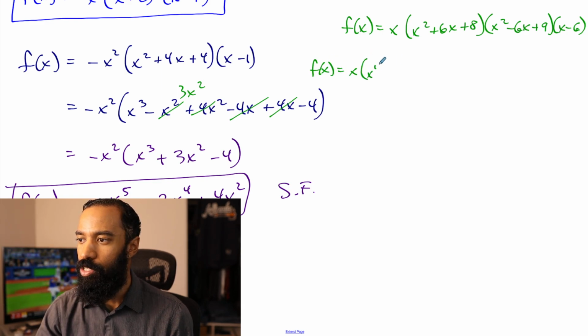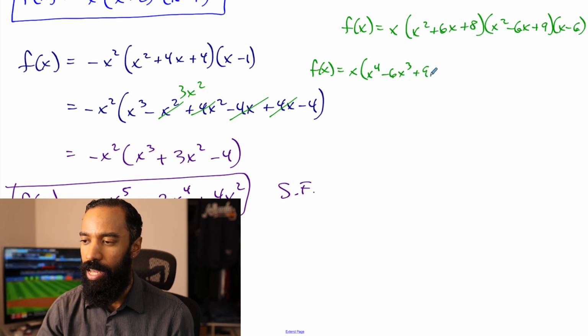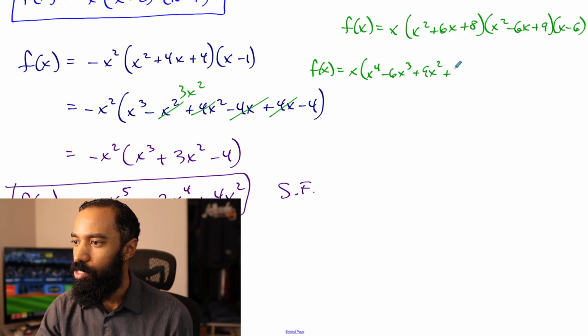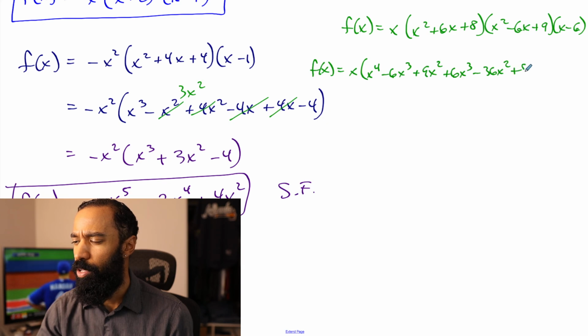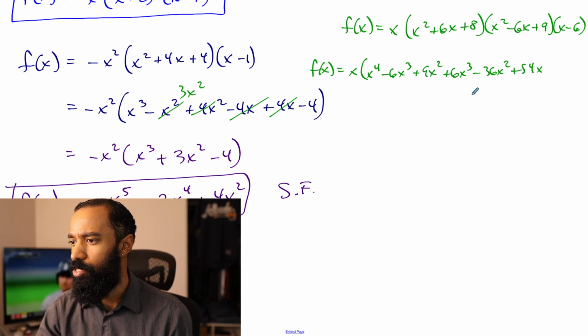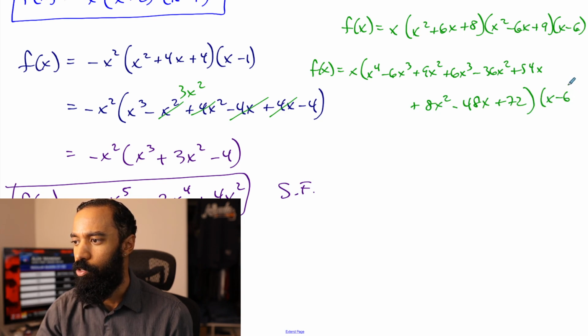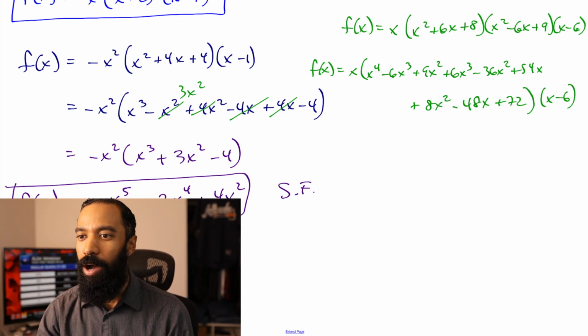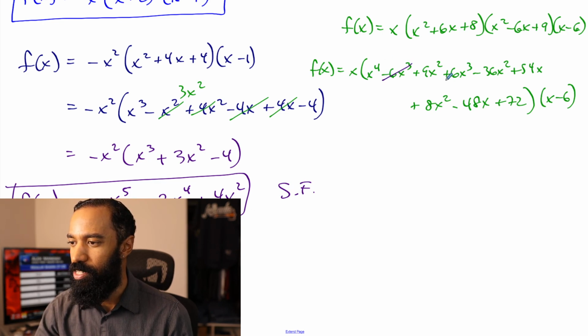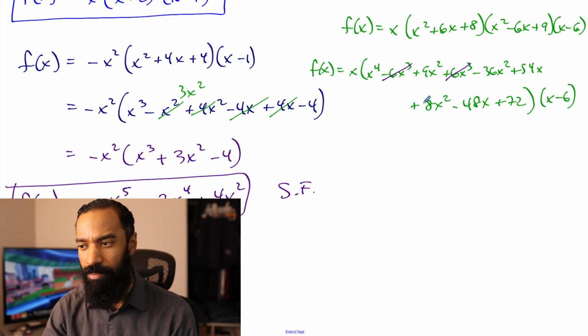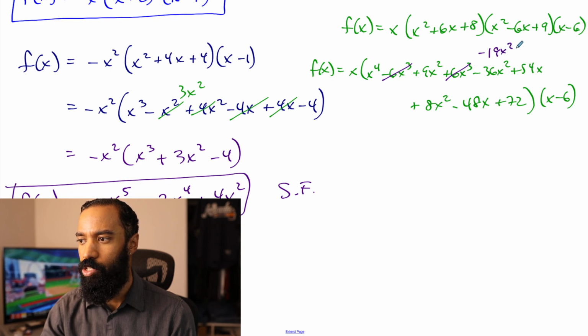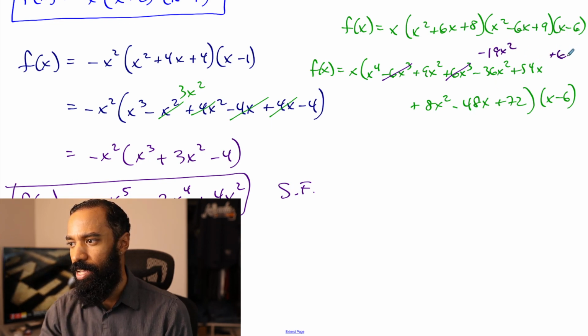How about that? X to the 4th minus 6x cubed plus 9x squared plus 6x cubed minus 36x squared plus 54x plus 8x squared minus 48x plus 72. I am a trooper, for the crowd still watching. If this was a live stream, everyone's gone. The x cubed, negative 6x cubed plus 6x cubed is 0. 9x squared minus 36x squared is negative 27x squared plus 8x squared is negative 19x squared. 54x minus 48x is 6x.